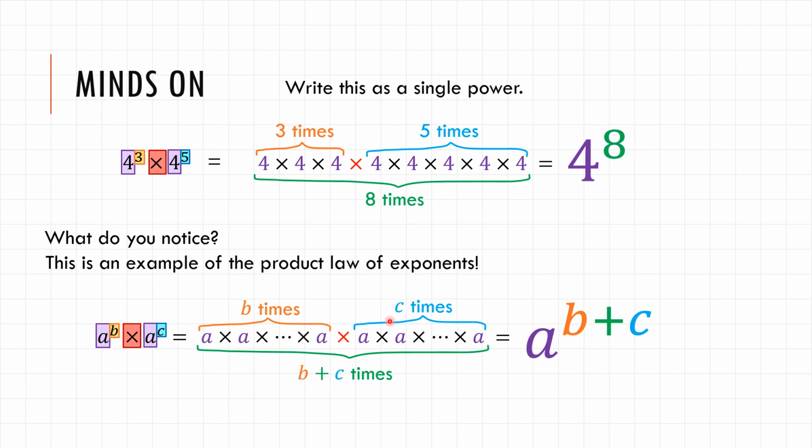In fact, this even extends to when there's more than just 2 powers. If there was another power of a, we could even add that exponent in here. Whenever you're multiplying any number of exponents, as long as they have the same base, that part is important, you can always add their exponents together.